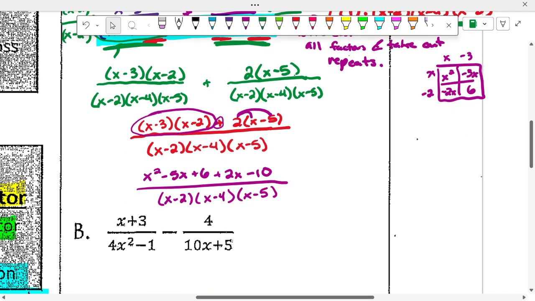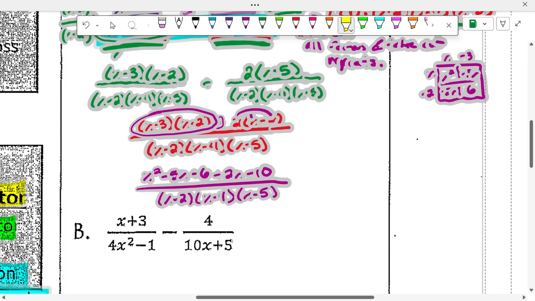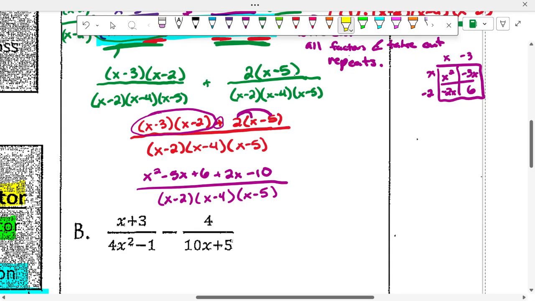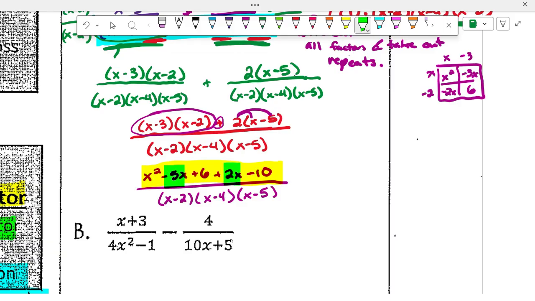Now again, still only messing around with the numerator. So what do you think I'm going to do to simplify the numerator now? Ignore the denominator. I'm just looking at this numerator. What do you think I'm going to do to simplify that? Combine like terms. So my like terms are my x's. They're also my constants. And then the x squared is just kind of by itself. So this would be x squared minus 3x minus 4 all over that common denominator.